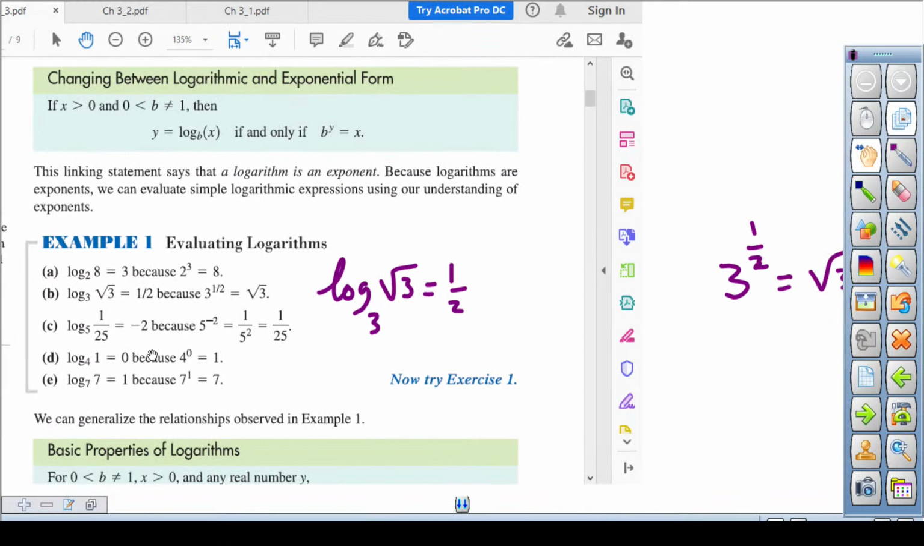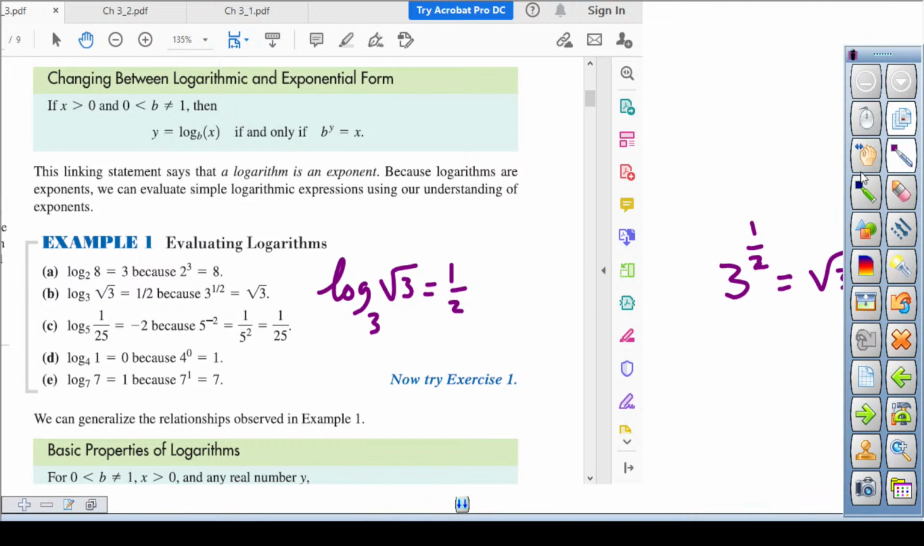Okay, how about this one here? This one says I have log base 5 of 1 over 25. Well, basically, raise 5 to what power gives you 1 over 25? 5 is the base. Raised to what power gives you 1 over 25? Well, basically, it's going to be -2. You're going to have to raise it to -2. And that's why it goes to the exponential form like that.